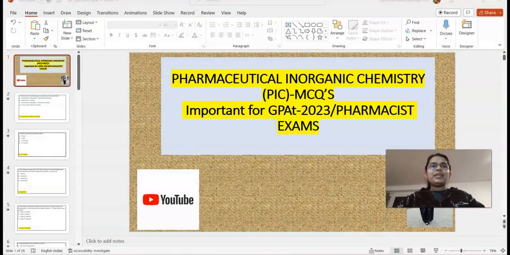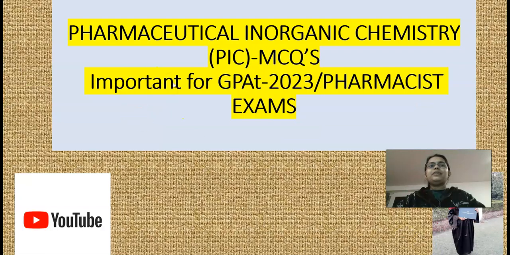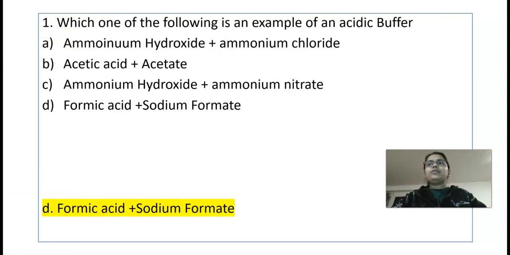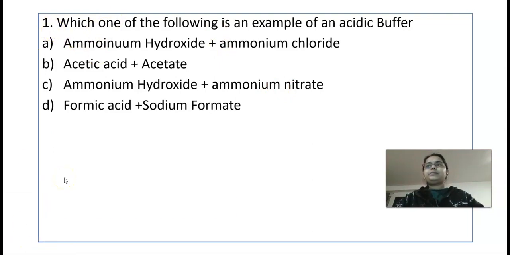Now here you can see the first slide, where I have put the title Pharmaceutical Inorganic Chemistry MCQs, which is important for GPAT as well as pharmacist, right? So let's start with the first MCQ: which one of the following is an example of an acidic buffer, right?